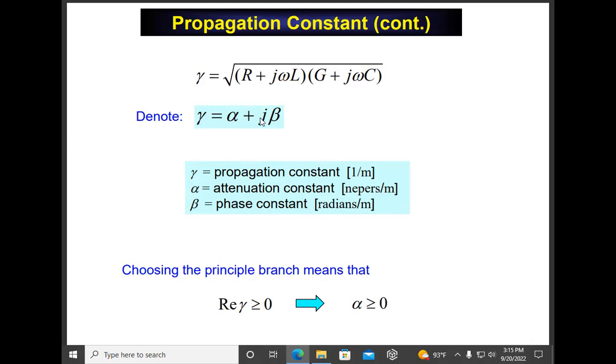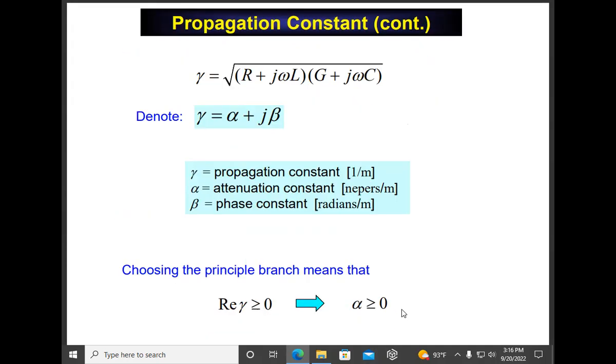So gamma is alpha plus j beta. If I give you a transmission line, like a coax, give you all the dimensions, give you the epsilon, give you everything, you can calculate the RLGC, plug in here at any frequency, take this square root, and get the complex gamma. I'll work an example later. Then you take the real and imaginary parts, so you've got the alpha and the beta. Now, remembering what I said about the principal square root, the real part of gamma, which is called alpha, is greater than or equal to 0. So alpha is never negative.